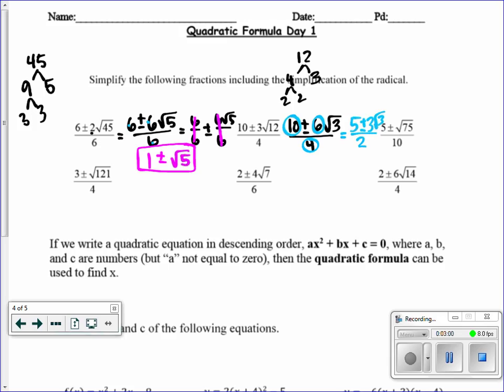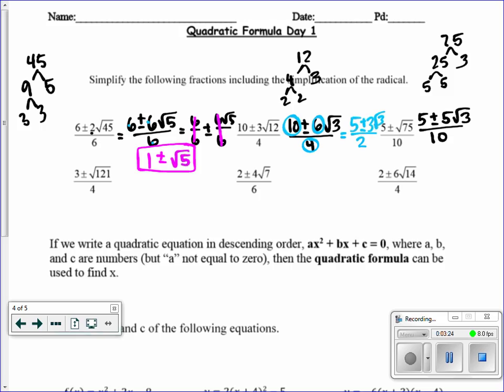Okay. Let's look at the next one. Next one, exact same thing. Simplify the radical. That radical is 75, which is 25 and 3, and that's 5 and 5. So the radical can simplify to be 5, and then plus or minus 5 on the outside, and then square root of 3 left inside, and 10 in the denominator.